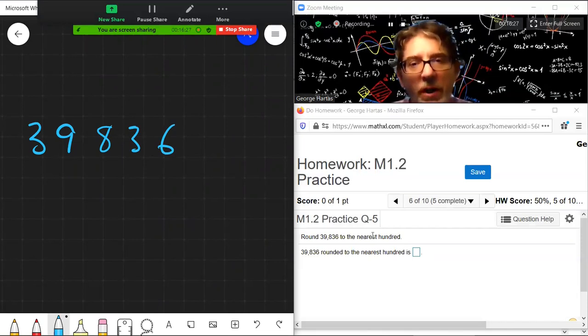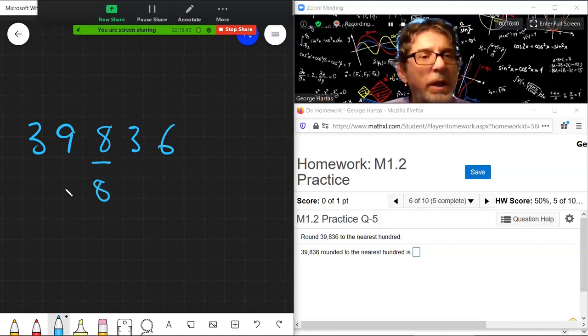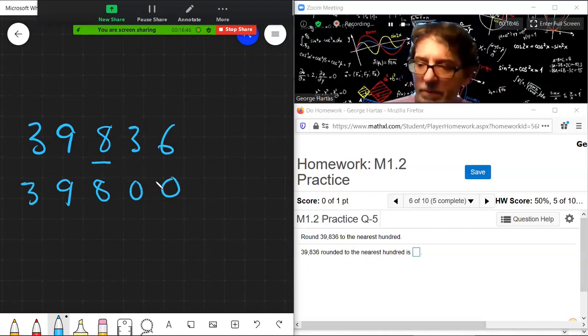Round to the nearest hundred, another 100 problem. Ones, tens, hundreds. We look to the right. Since this number is 4 or less, we keep the 8. Anything to the left of the underline comes down the way it is. Anything to the right converts to zeros.